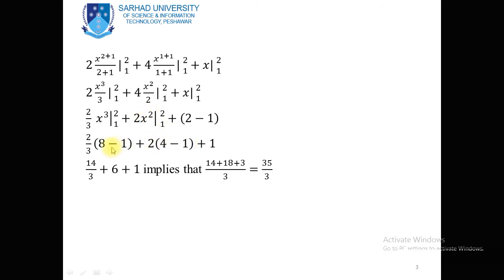Now after simplification we obtain 8 minus 1 is 7, 7 times 2 is 14, 14 by 3, plus 4 minus 1 is 3, 3 times 2 is 6, plus 1. Now taking the LCM of these three terms, we obtain 14 plus 18 plus 3 divided by 3, which is equal to 35 by 3. So this is actually the constant which we used in indefinite integration. So this is the constant area. This is the result of the given function, which is in constant form.